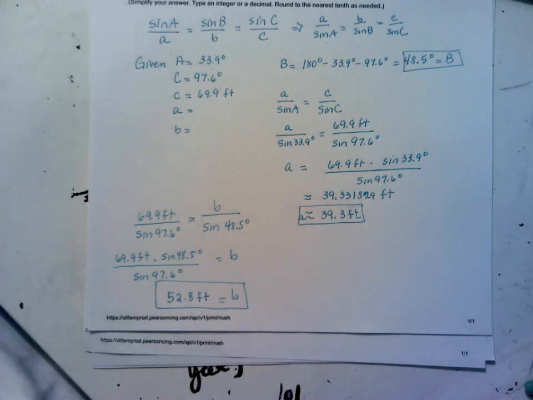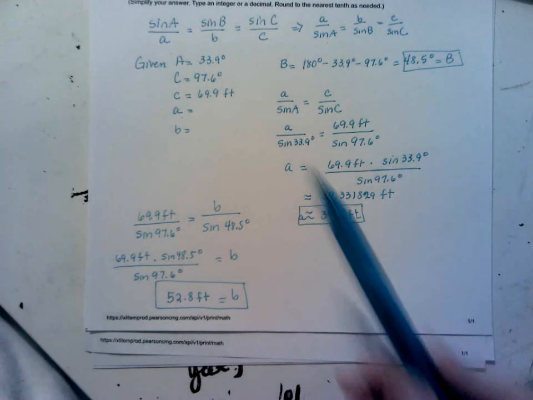Now, one thing you can use to check, it's not an absolute check, but at least gives you an idea if you're in the ballpark. It's always true that the biggest side is opposite the biggest angle, the smallest side is opposite the smallest angle, and the middle length side is opposite the middle sized angle.